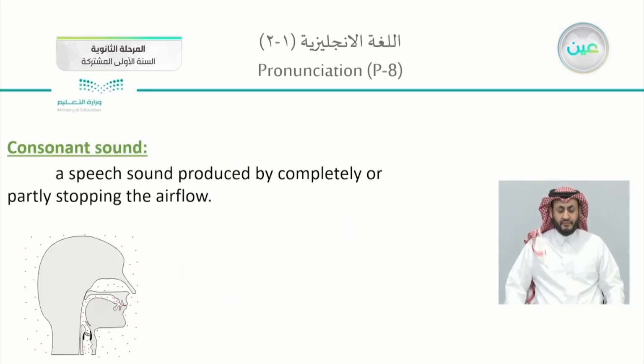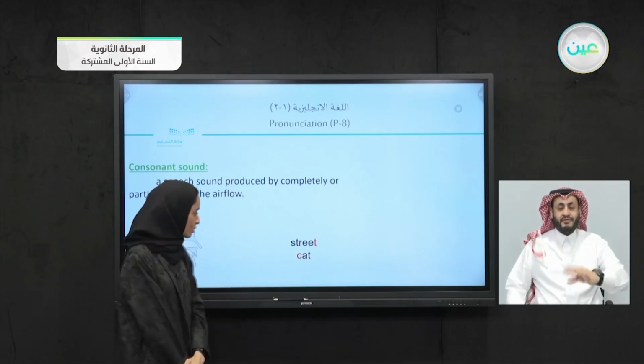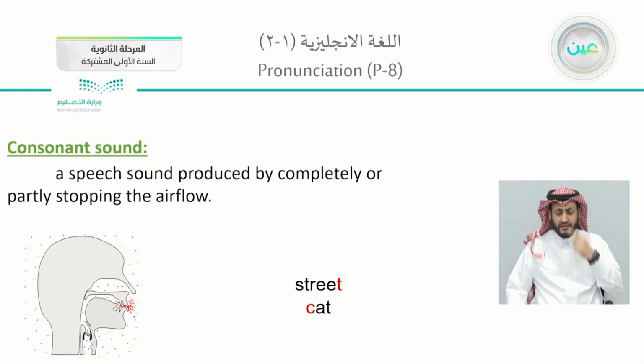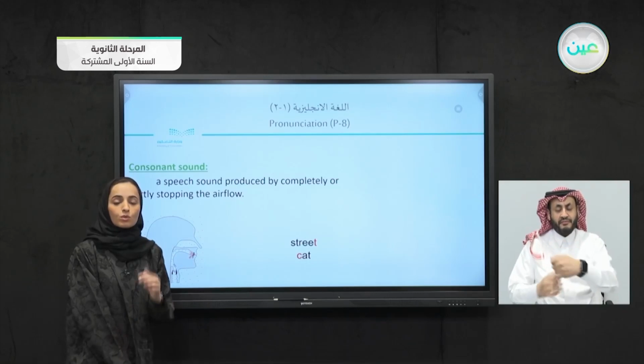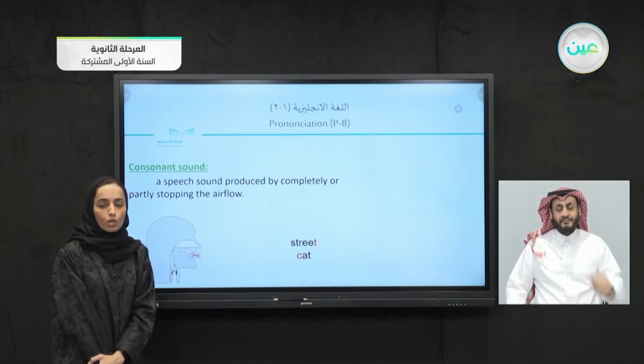How can we differentiate between the consonants and the vowels? Consonants are speech sounds that are produced by completely or partly stopping the airflow. So when you are speaking, the air flows from inside to outside. When it is a consonant, we are stopping this air. Notice this picture here, this short video. We have here one consonant sound. You are going to stop it at any place in your vocal tract.